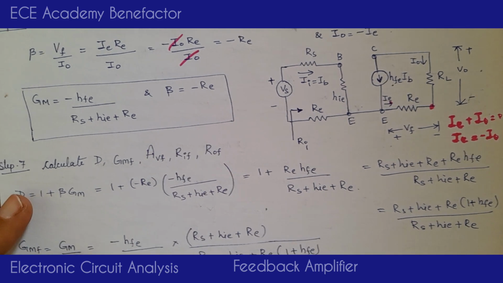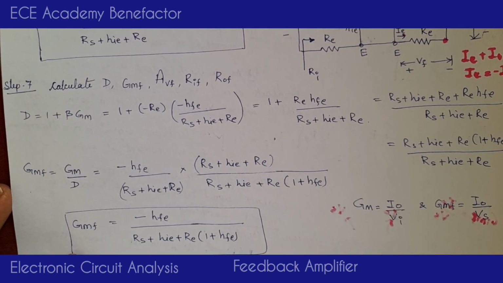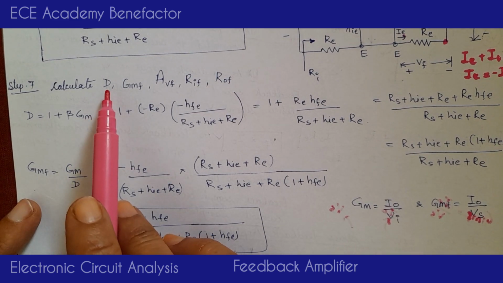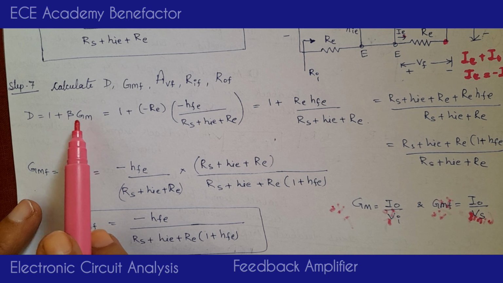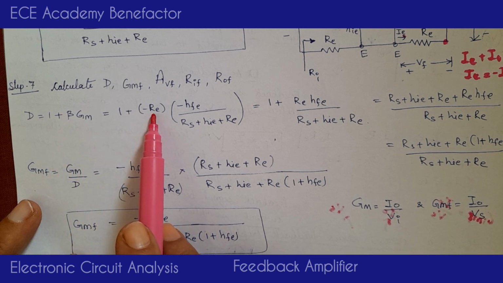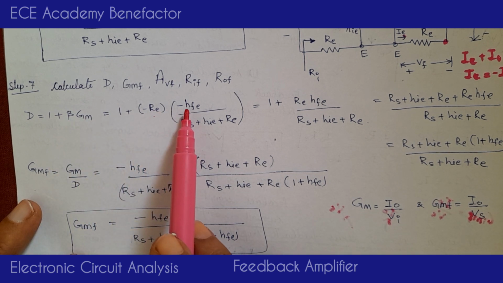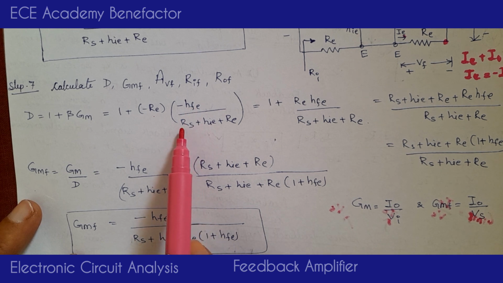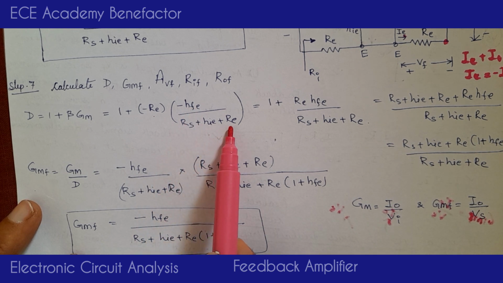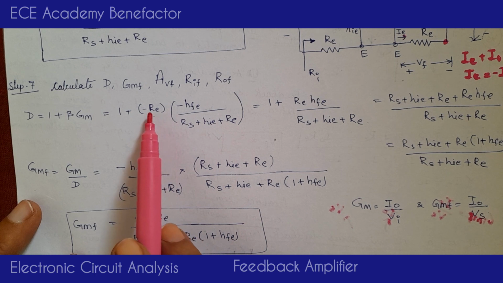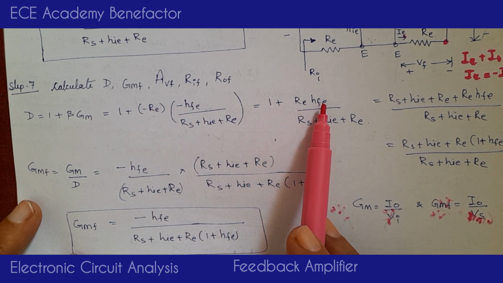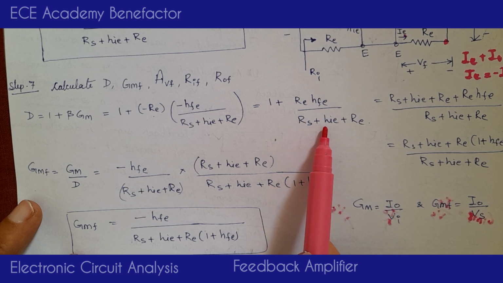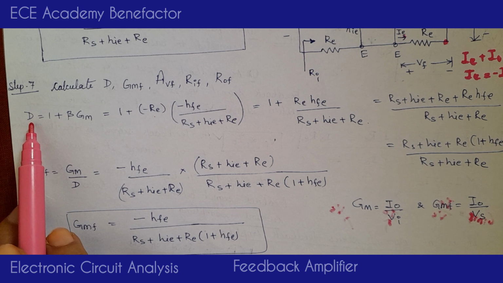Now we need to calculate in the second step what is D, the sensitivity. D is equal to 1 plus beta GM. Beta is equal to minus RE and GM is equal to minus HFE by RS plus HIE plus RE. So what will happen? This minus becomes plus. So 1 plus RE HFE by RS plus HIE plus RE. We got the sensitivity D.